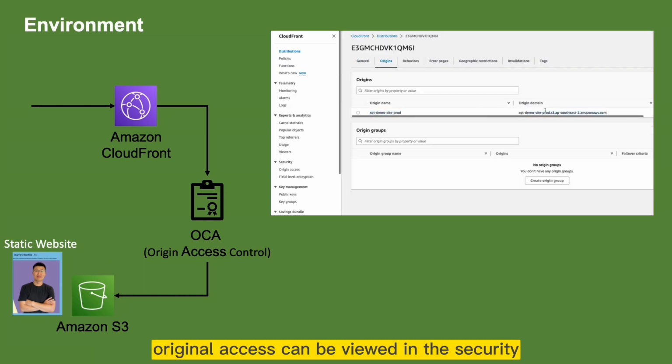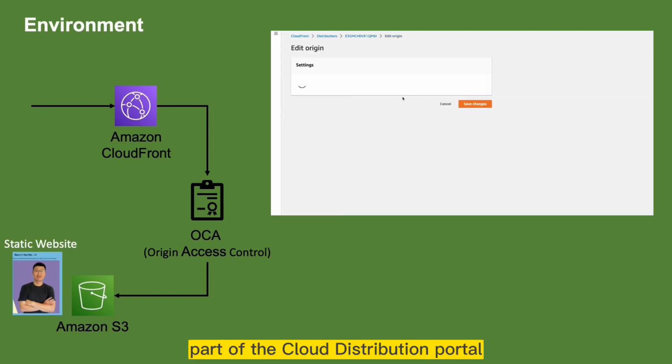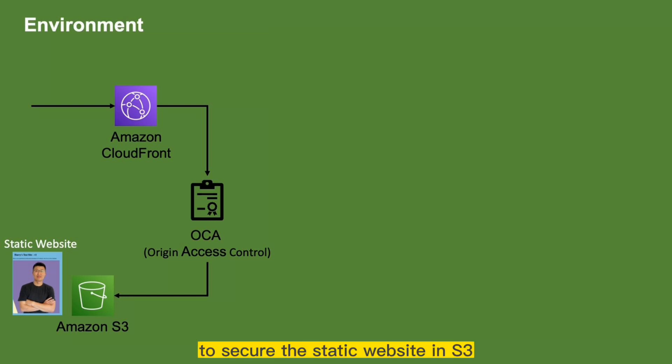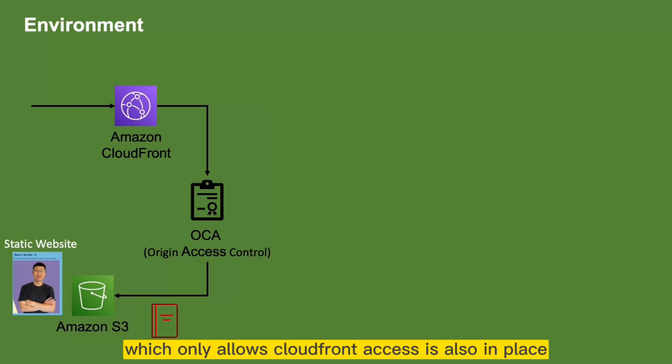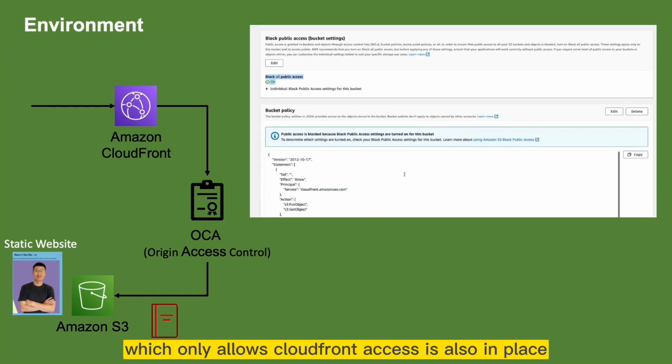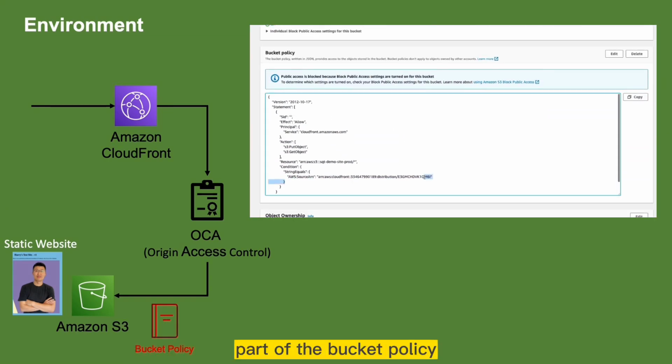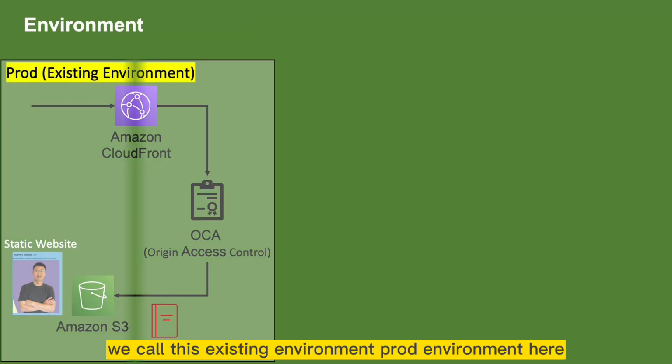Origin access can be viewed in the security part of the CloudFront distribution portal, and we can see it is being used by our S3 origin. To secure the static website in S3, a bucket policy which only allows CloudFront access is also in place. A distribution ARN is configured in the condition part of the bucket policy. We call the existing environment the prod environment here.